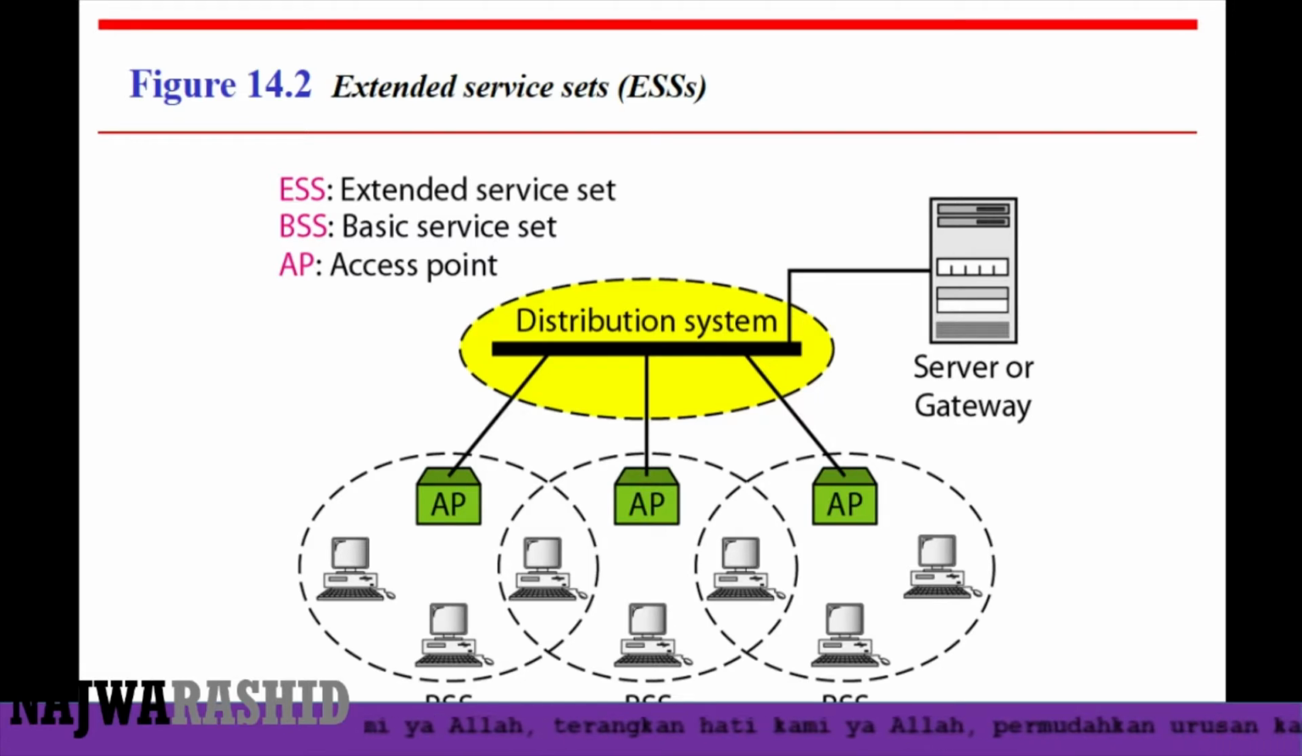Before this is the basic service set. This one is the extended, called the ESS. So the extended service set, ESS, BSS basic service set, AP is the access point. We have multiple BSS with APs connected to the distribution system, and this distribution system connects to the server or the gateway. This architecture we call the ESS.